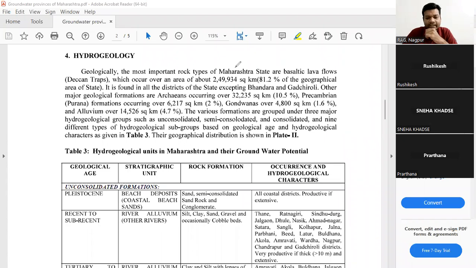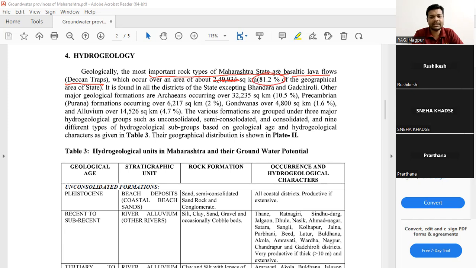In the stratigraphy of Maharashtra, the majority of the state is covered by Deccan basalt. After that, we have some Archeans, some Gondwanas, some intertrappeans. So geologically, the most important rock type of Maharashtra state is basaltic lava flows, the Deccan traps. You need not remember these areas.